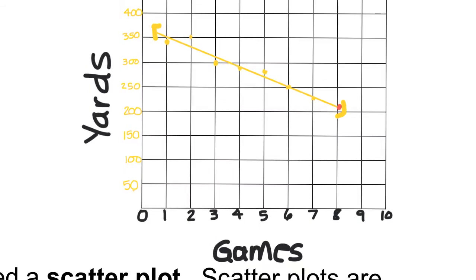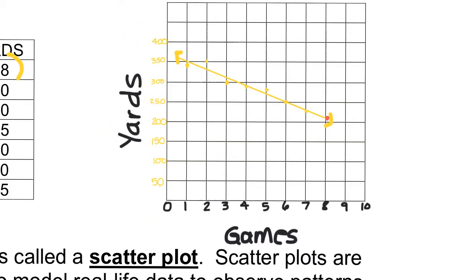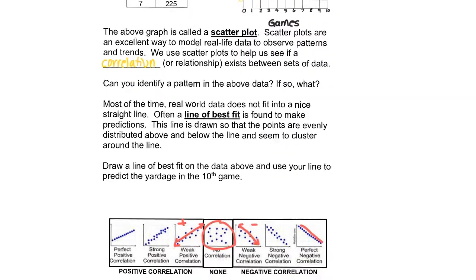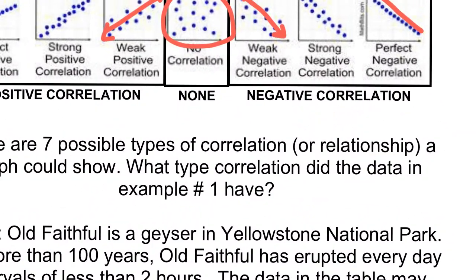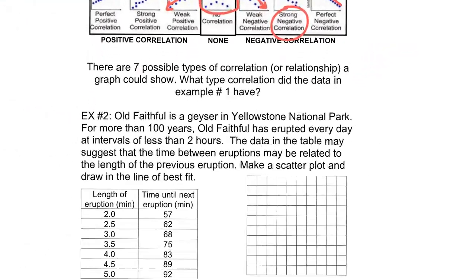And while they're not perfect, it does have points that are pretty close together. So I would say that that was a strong negative correlation in our first example. Let's try example 2.